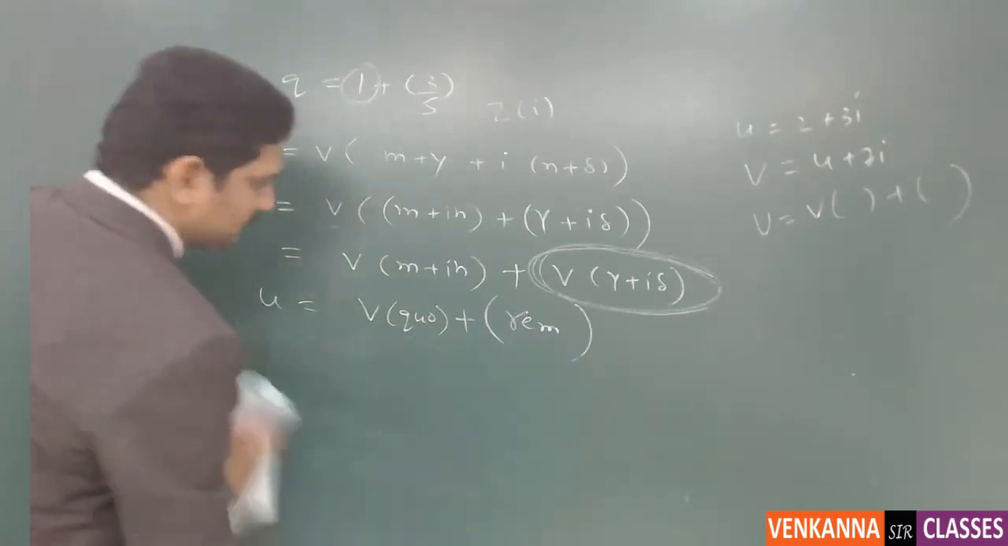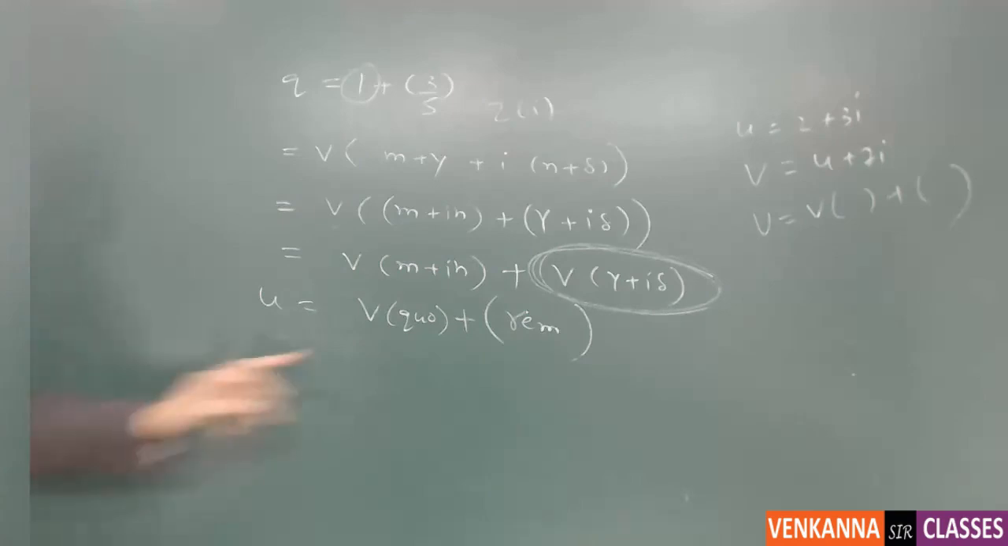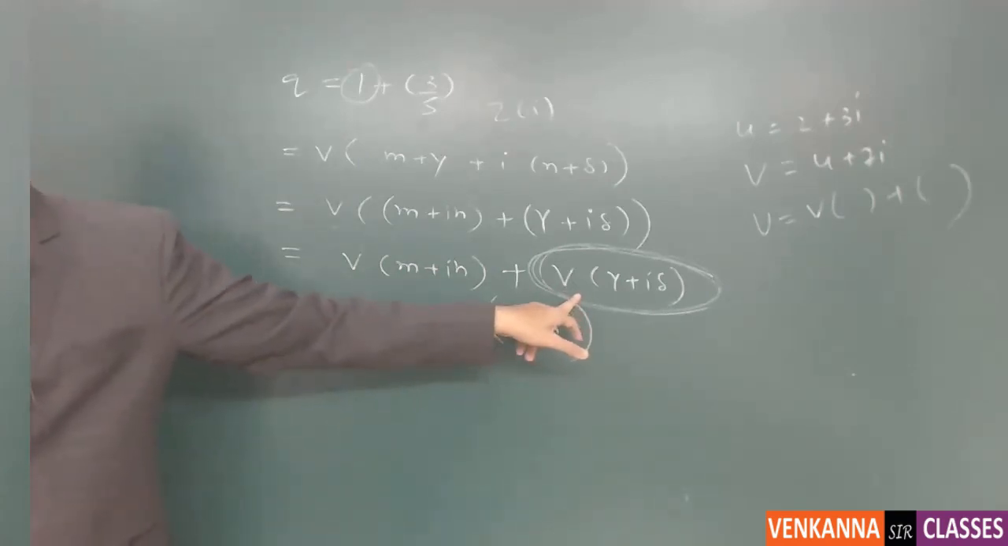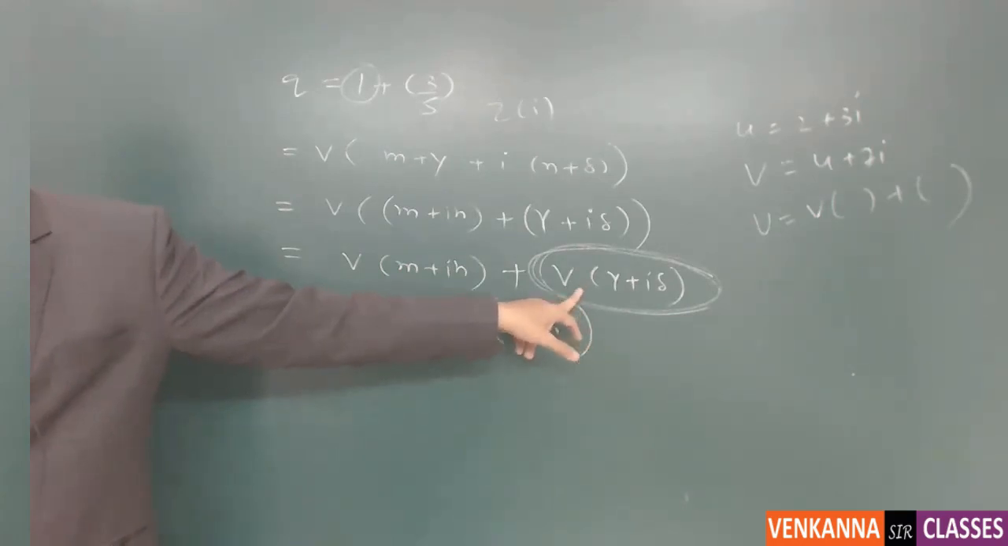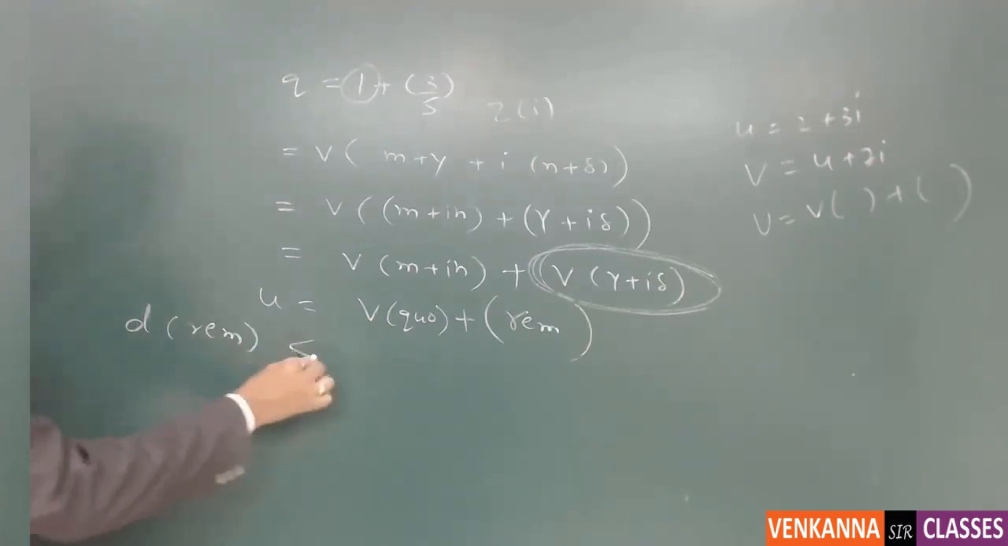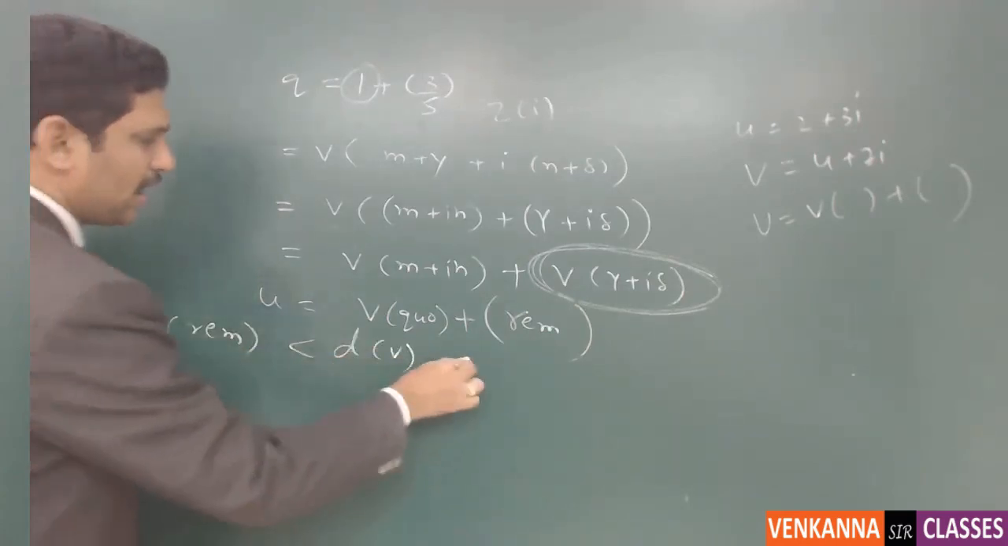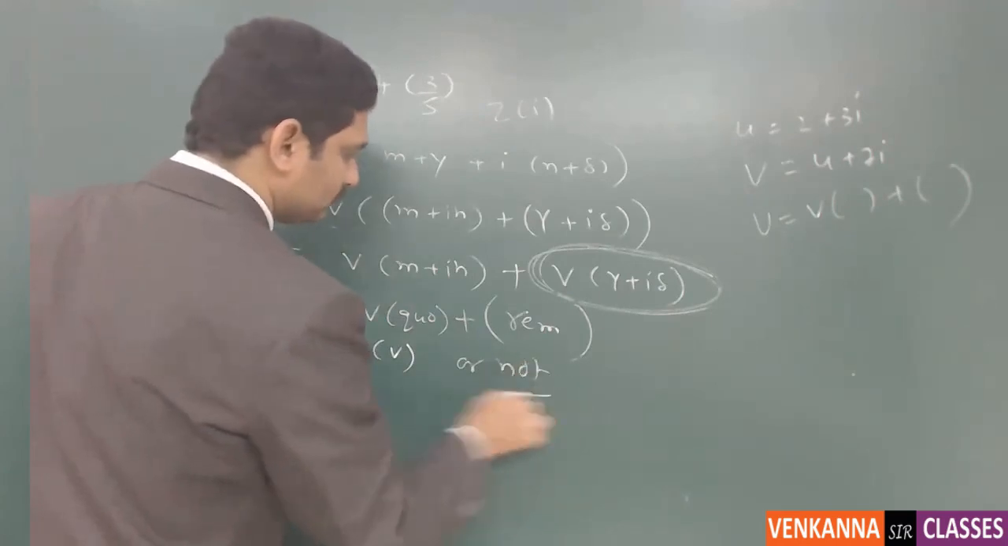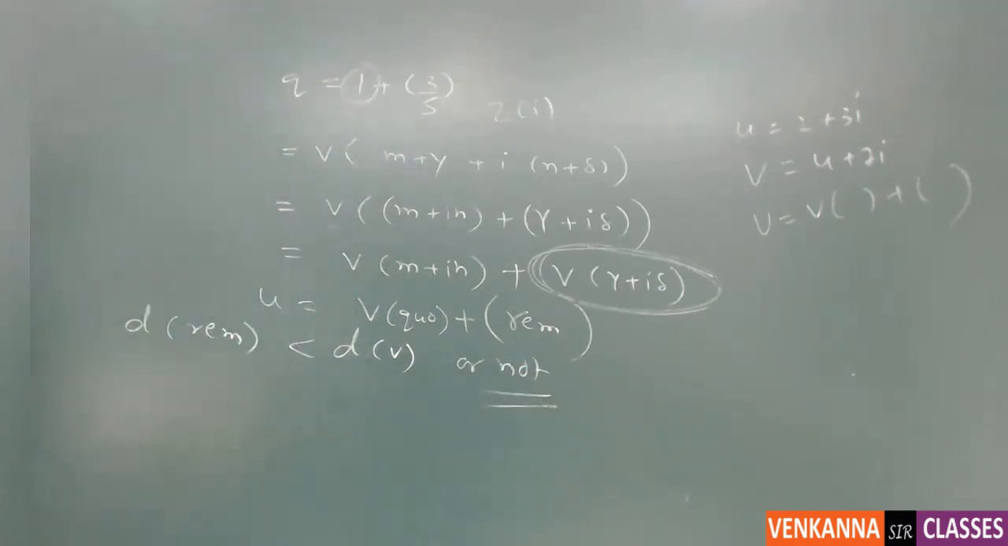Now, the question is, you got the remainder. If the remainder is 0, it is okay. If the remainder is not 0, then you have to verify the condition that d of r is less than d of v. So if you want to verify whether d of remainder is less than d of v or not, this is what we are going to do.